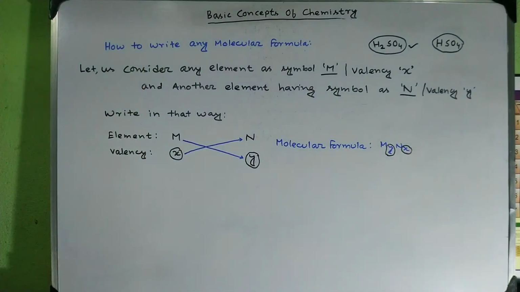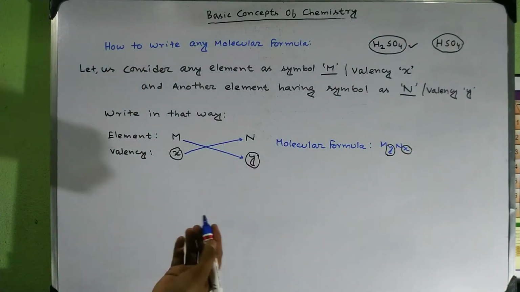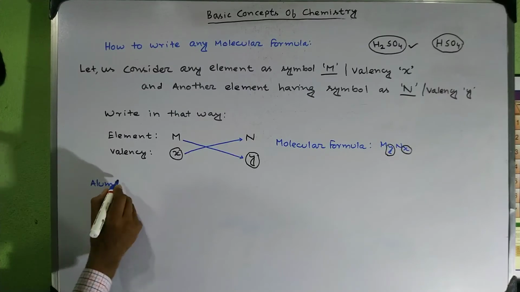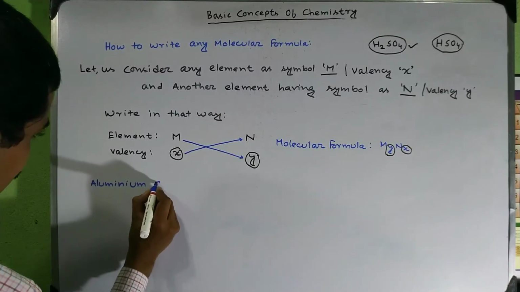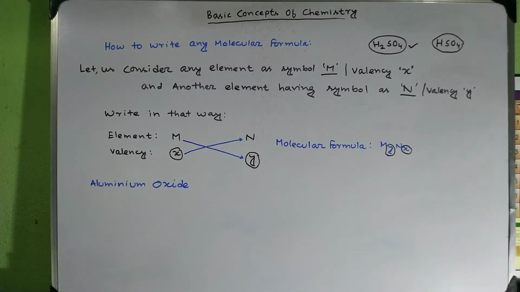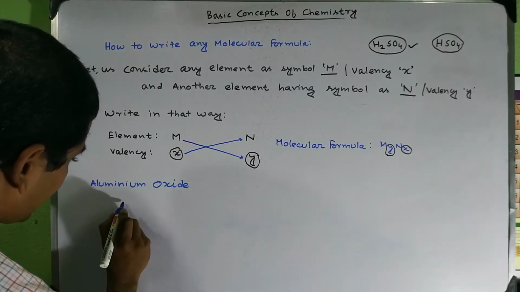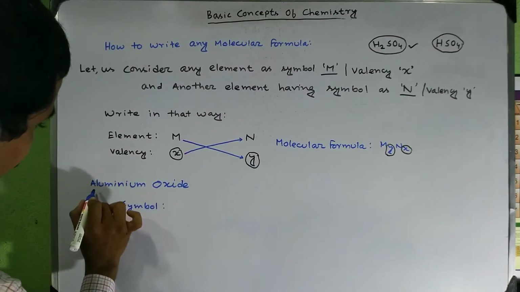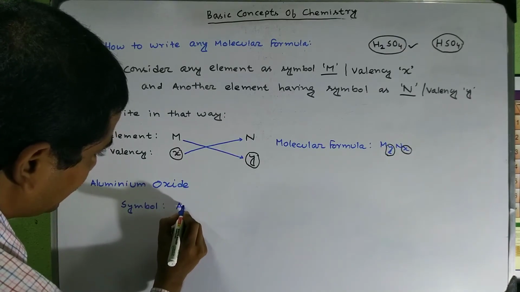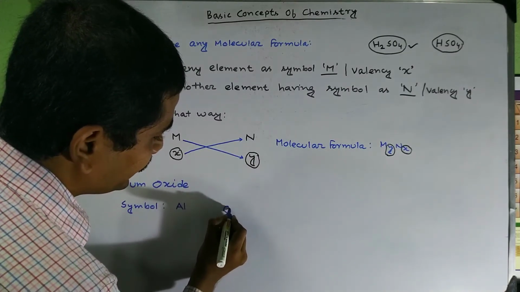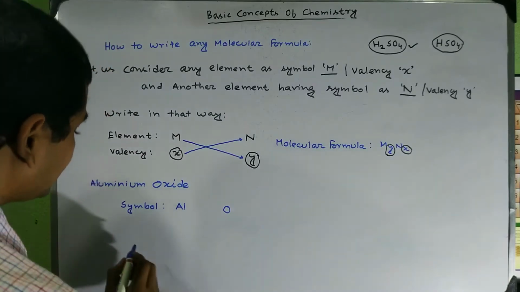Now we give another example. What is the formula of aluminium oxide? First we write the symbols. What is the symbol of aluminium, student? Al. Clear? And the symbol of oxygen is O. Now we write the valency.